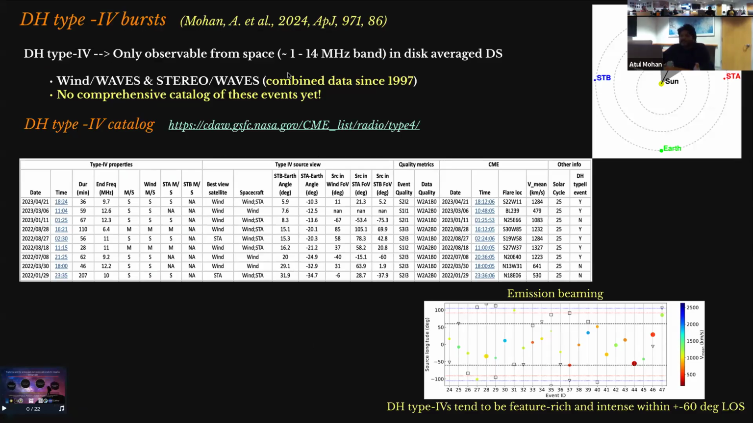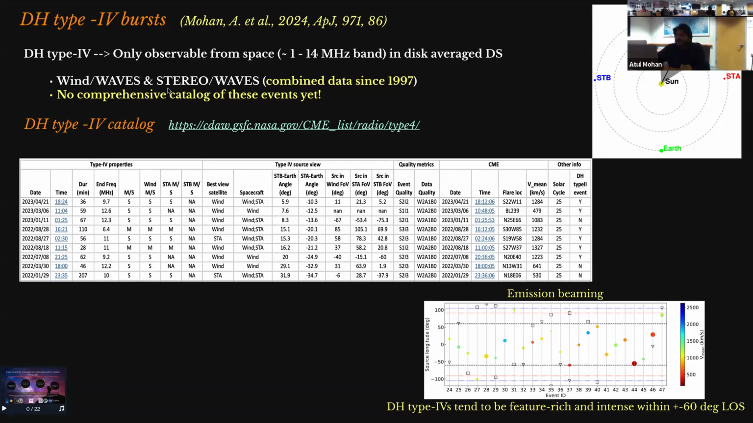So we need to understand these DH, or decametric hectometric, type 4 radio bursts. And the interesting thing is that the decametric hectometric band is in the 1 to 14 megahertz band, which is not observable from the Earth. And hence, being at NASA, we are all excited. This is only from space. Now, I work with Gopal on the STEREO and Wind Waves missions, which have radiometers that can give you this kind of decametric hectometric radio band dynamic spectrum 24/7 when the satellite is viewing the sun.